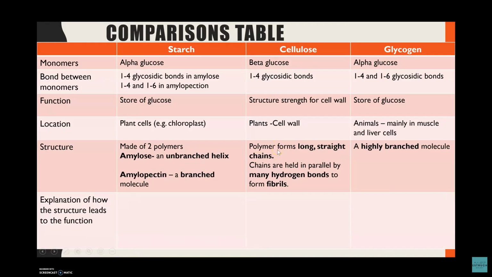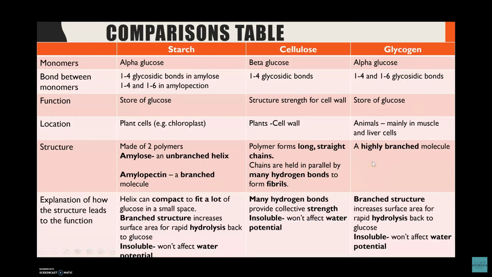Cellulose is a polymer which is formed from long, straight chains, and those chains are held in parallel by many, many hydrogen bonds to form a structure called a fibril. Glycogen is highly branched, and it's even more branched than amylopectin because it has more 1 to 6 glycosidic bonds. So the last part then is the explanation of how the structure provides the function.